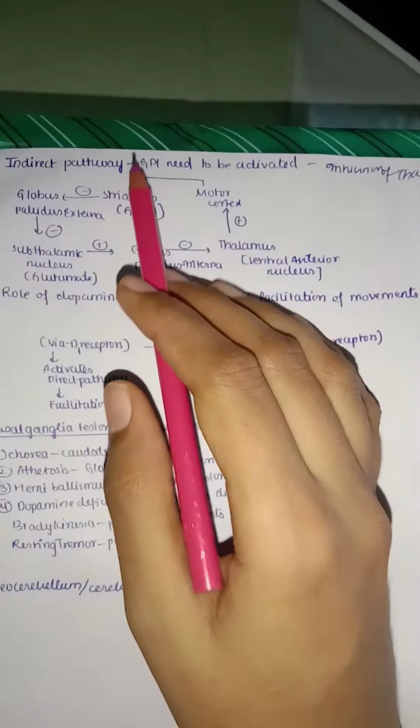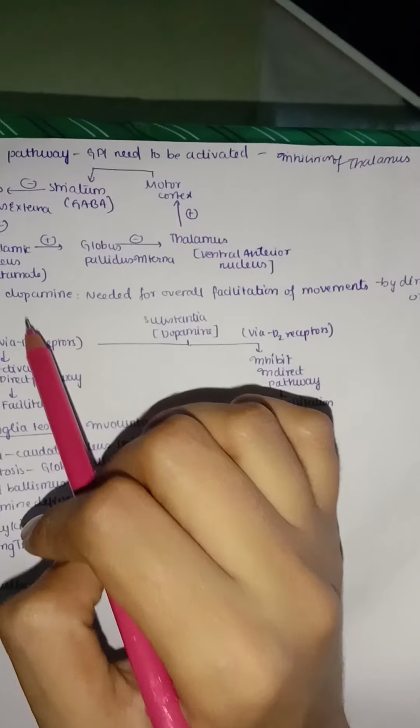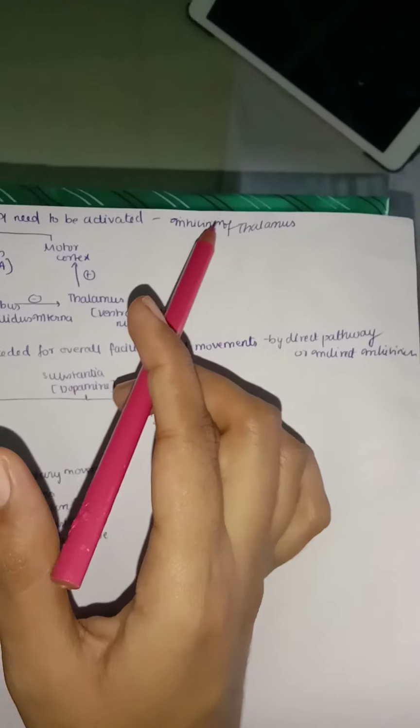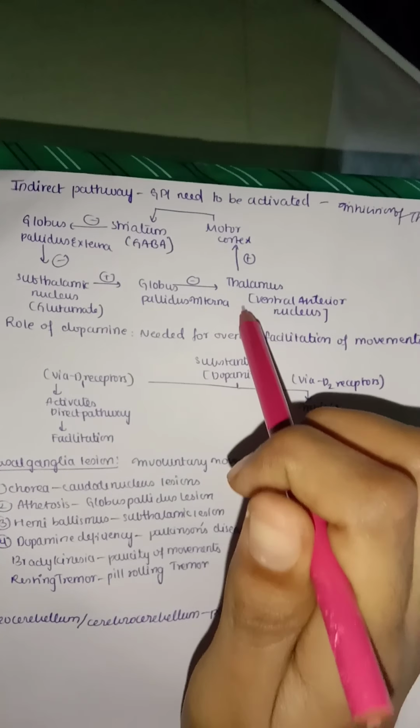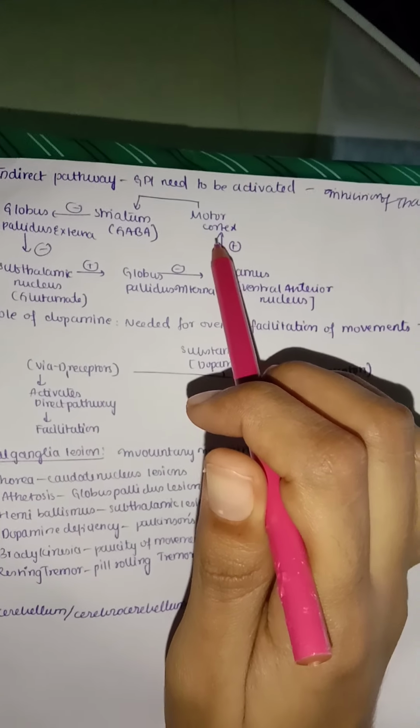Now let us see the indirect pathway. In the indirect pathway, the GPi needs to be activated. So here the GPi needs to be activated, which means there is inhibition of the thalamus. So let us see here. First the thalamus is there, the ventral anterior nucleus. It activates the motor cortex.